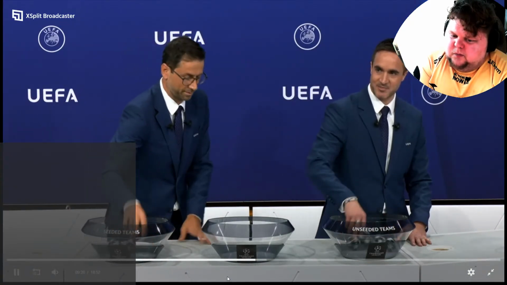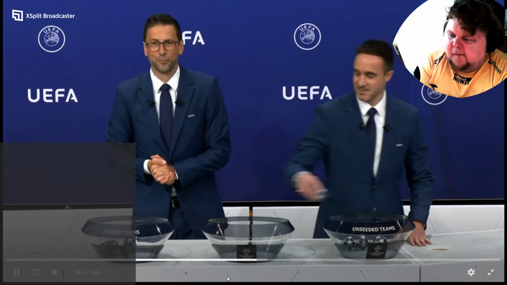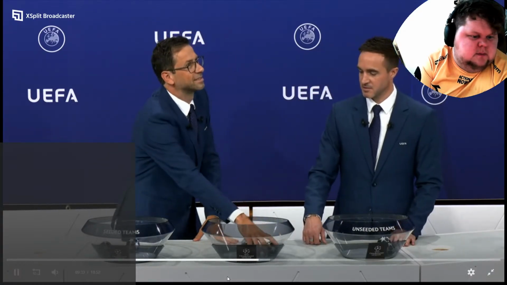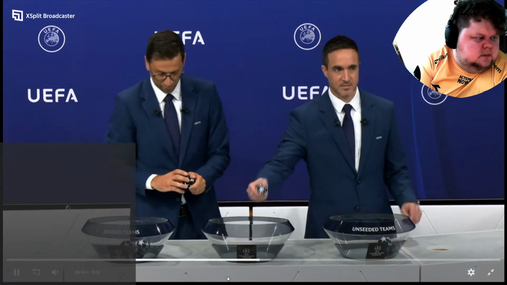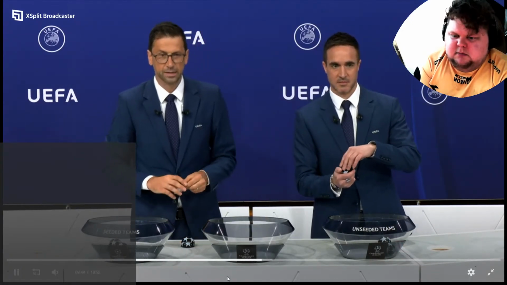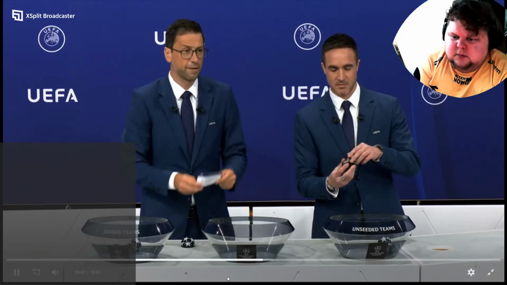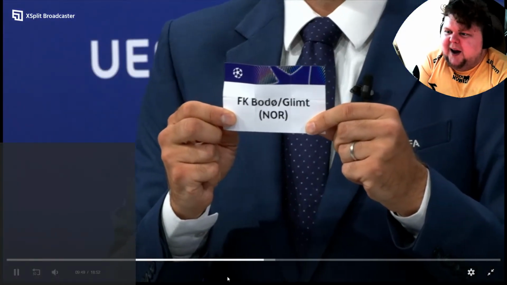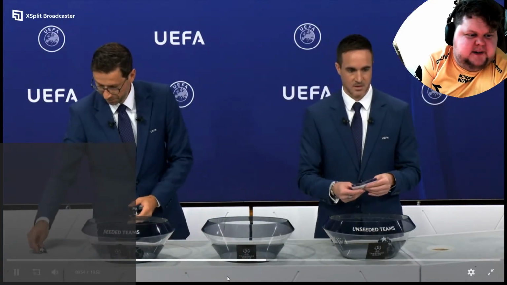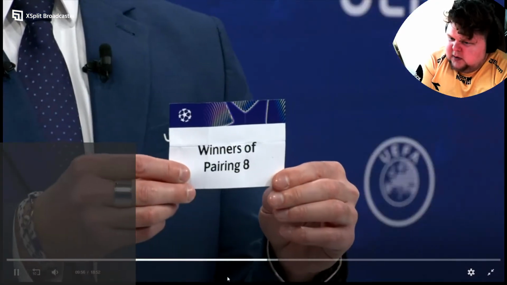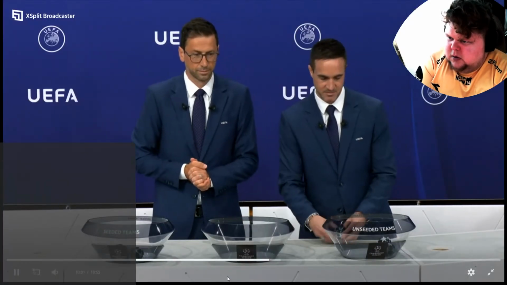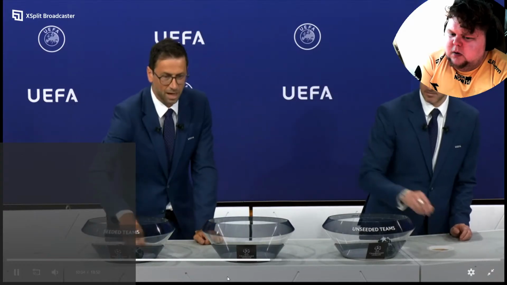Teams are ready. Let's see who we're going to draw here first, playing the first leg at home. And who will be their opponent. So we start with the first team drawn, FK Bodø Glimt from Norway, playing their first leg at home. Nice. Bodø's opponents will be the winners of pairing 8, so either FC RFS or Larne FC. So good start for Group 2.